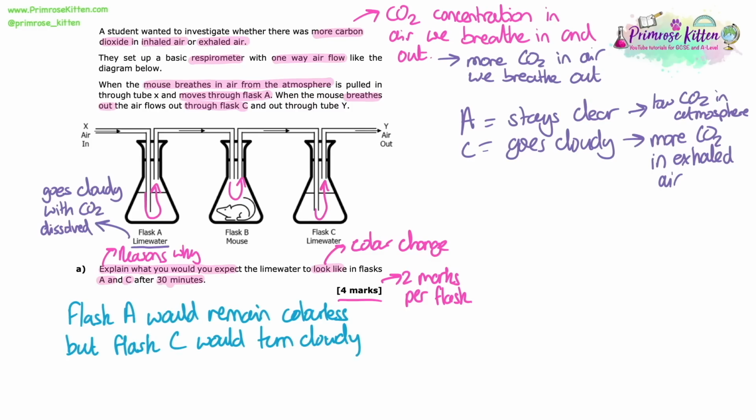So we have everything now to write our answer. So flask A would remain colourless, but flask C would turn cloudy. That's 2 marks, 1 for saying what we'd expect to see in each flask. And then our explanation can just be 1 sentence and it should still get us the 2 marks because we just need to say, because there's more carbon dioxide in the air exhaled by the mouse than there is in the atmosphere.